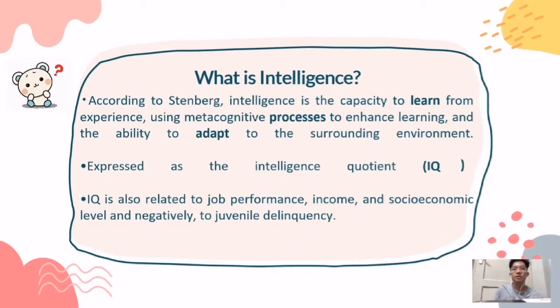According to Sternberg, intelligence is the capacity to learn from experience using metacognitive processes to enhance learning, and the ability to adapt to the surrounding environment. It's normally expressed as the intelligence quotient, which is IQ. IQ is also related to job performance, income, socio-economic level, and negatively to juvenile delinquency.